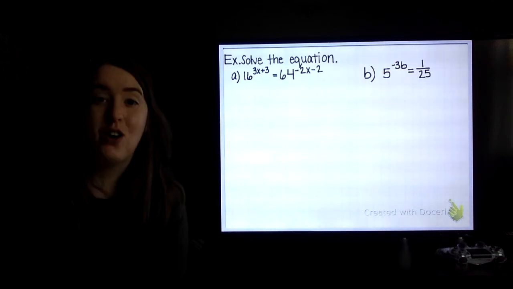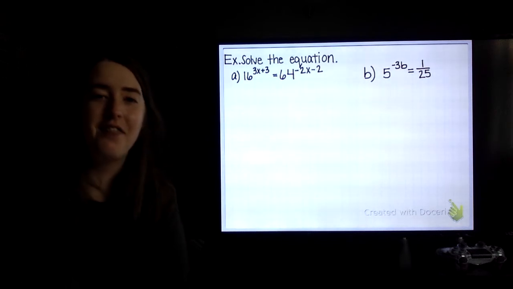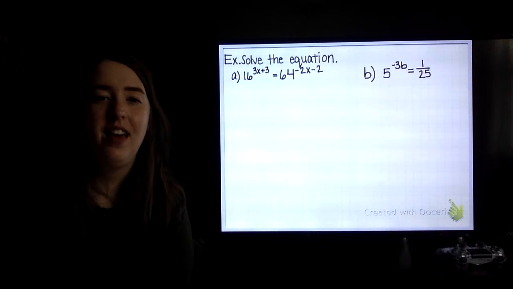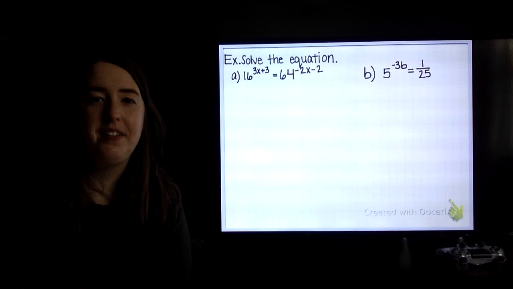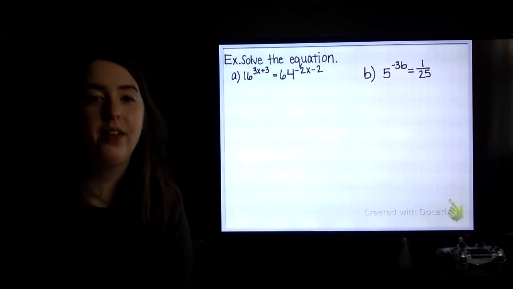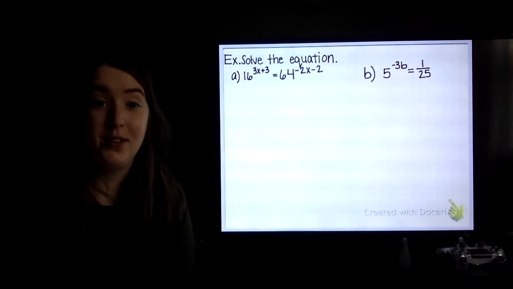Okay, let's solve some problems. So the first one we have is 16 to the 3x plus 3 power, and 64 to the negative 2x minus 2 power, and those two things are equal. So what does x have to be for those two expressions to be equal to each other?